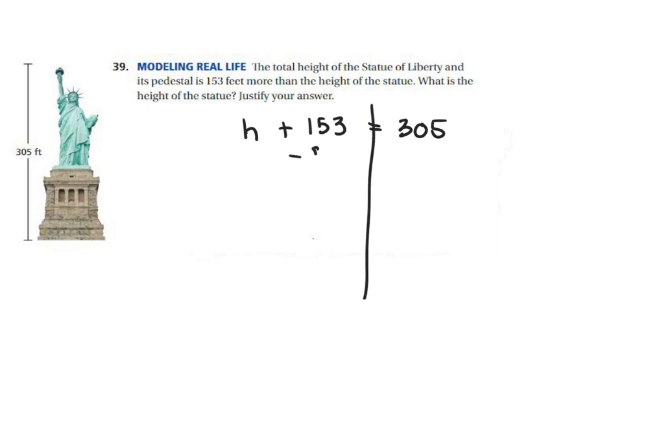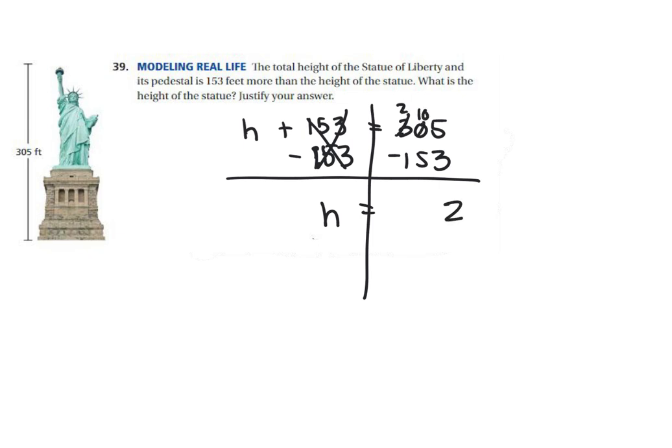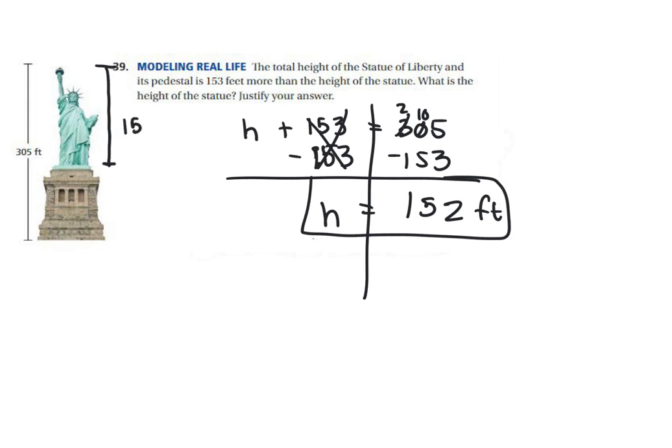So now we just take away 153 from both sides. Opposites cancel. And we get 152 feet. So the question said, what is the height of the statue? The height of the statue alone is 152. And the height of the pedestal is 153.